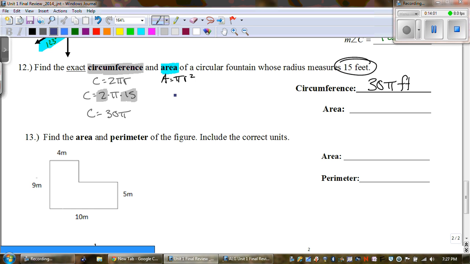All right, for area, area equals the pi times our radius squared. Okay, the square only applies to the 15. So 15 squared, or 15 times 15, is 225 pi. Okay, so when we write our answer, 225 pi, we have to remember our units, and since we squared it, it's feet squared.